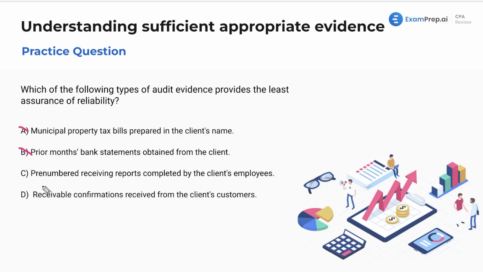And what about receivable confirmations received from the client's customers? This is something received from a third party, from someone who is not the client, and the client likely, unless there's a related party or something of that nature, has no ability to edit their customer's documentation. So I am going to go with the final answer here of letter C. The main reason being that the client has the ability to affect these numbers, to edit them, to do whatever they want to them. So I would be least trusting of anything completed by the client's employee.